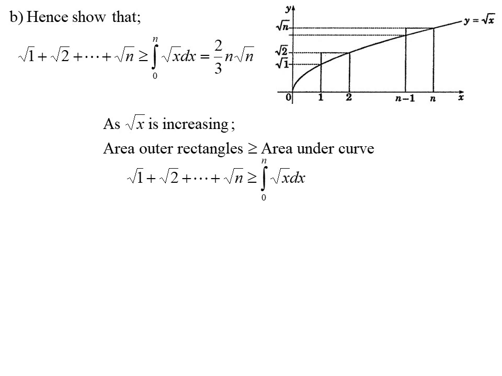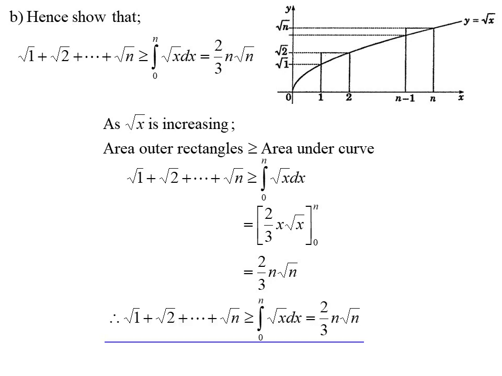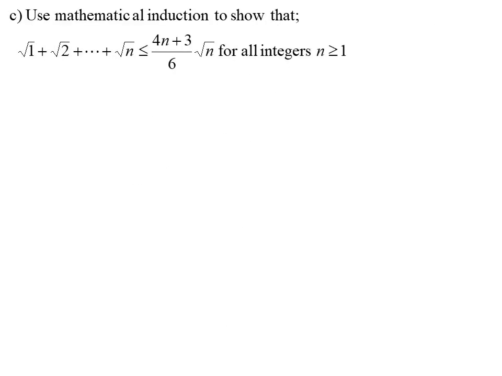So let's now go and evaluate it and show that it's 2/3 n root n. Integrate root x, we get 2/3 x root x. And going from 0 to n, substitute in, we have our answer, 2/3 n root n. Now they asked us to do an induction proof. Same pattern, but this time we're going to show it's less than or equal to something. So 4n plus 3 over 6 root n. Okay, induction. First case, n equals 1. Left hand side, that first term is the square root of 1, which is 1.